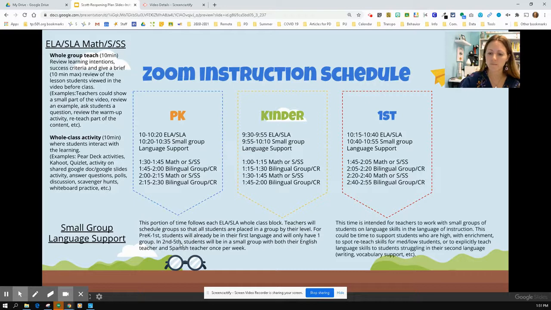This time is intended for teachers to work in small groups of students on language skills in the language of instruction. So it could be time to support students who are high with enrichment, to do reteaching of skills for medium or low students, or to explicitly teach language skills, for example, to teach writing or support students with vocabulary in their second or first language. On this next slide, we'll talk about bilingual groups and conceptual refinement.